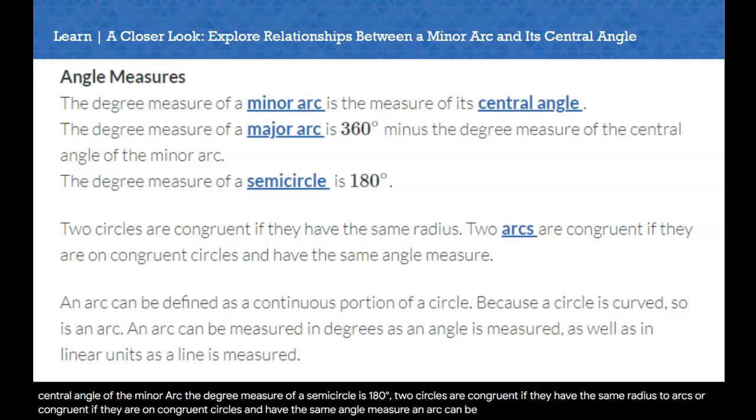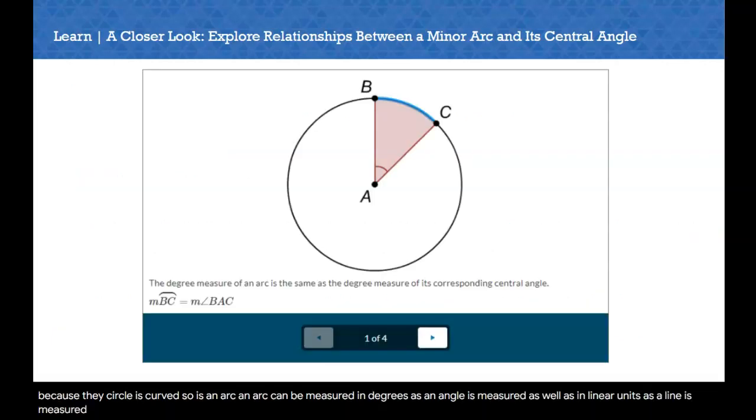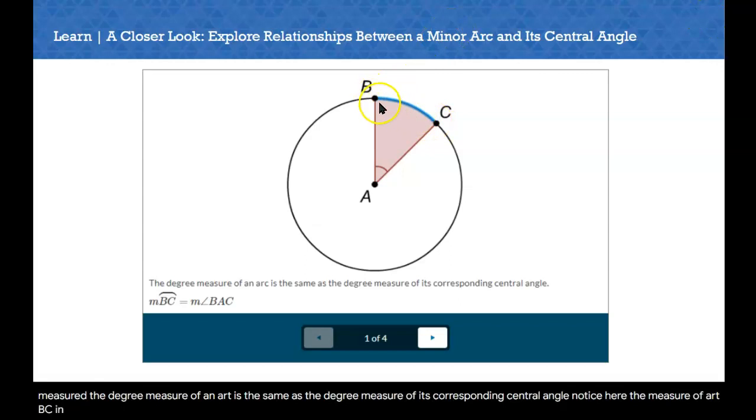An arc can be defined as a continuous portion of a circle. Because a circle is curved, so is an arc. An arc can be measured in degrees as an angle is measured, as well as in linear units as a line is measured. The degree measure of an arc is the same as the degree measure of its corresponding central angle. Notice here, the measure of arc BC in blue is equal to the measure of angle BAC in red.